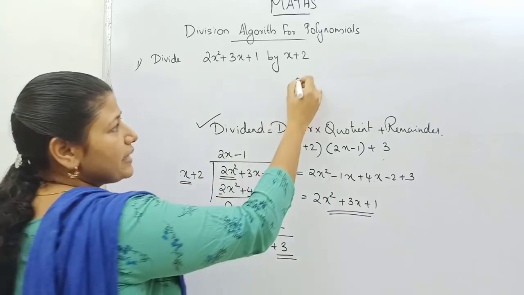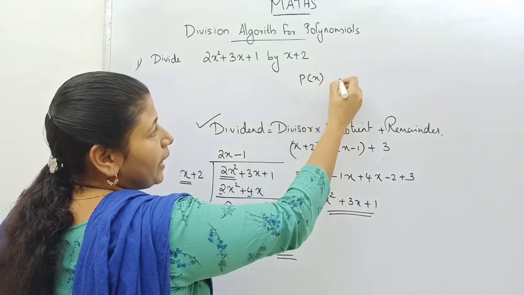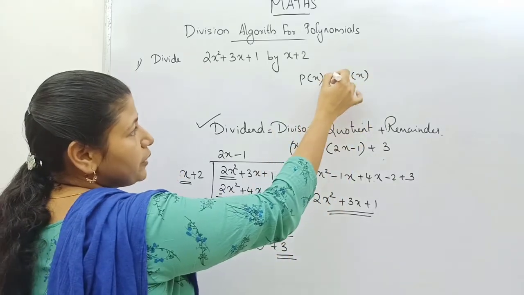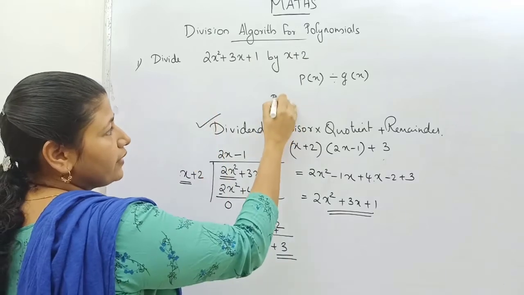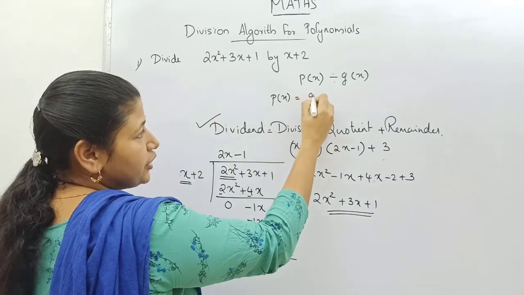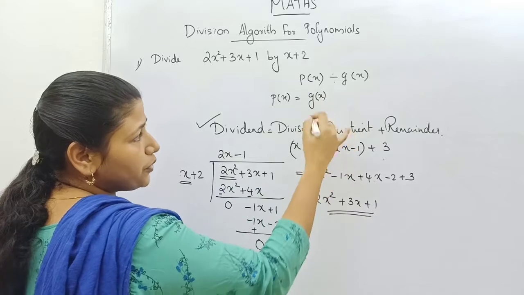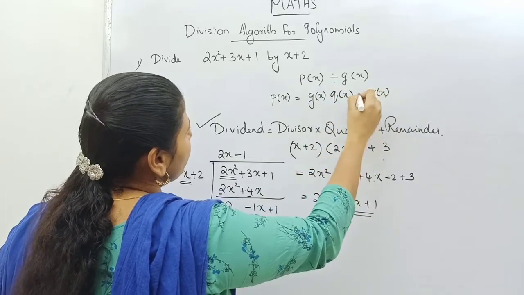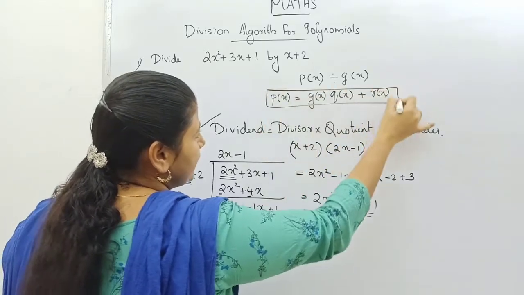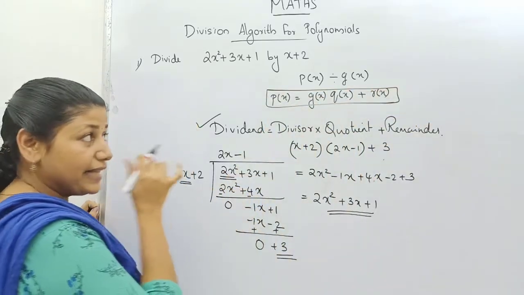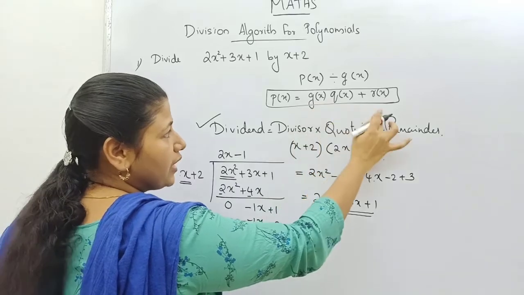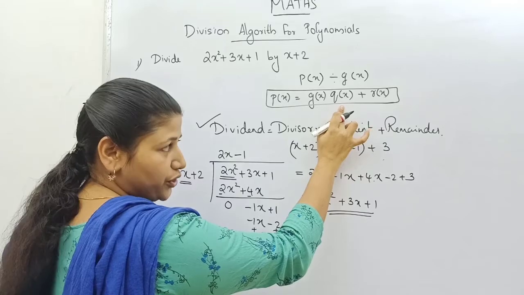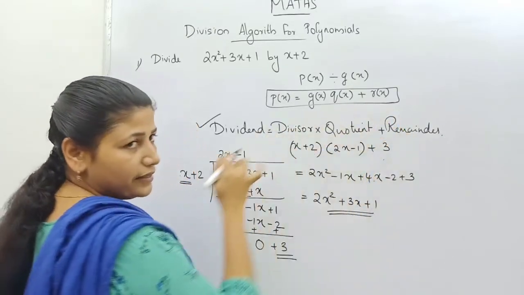So if you are given some polynomials p of x and g of x, and you want to divide p of x by g of x, and the quotient you got is q of x and the remainder is r of x, then you will get a formula like this: p of x can be written as g of x into q of x plus r of x. Here g of x is the divisor, q of x is the quotient and r of x is the remainder.